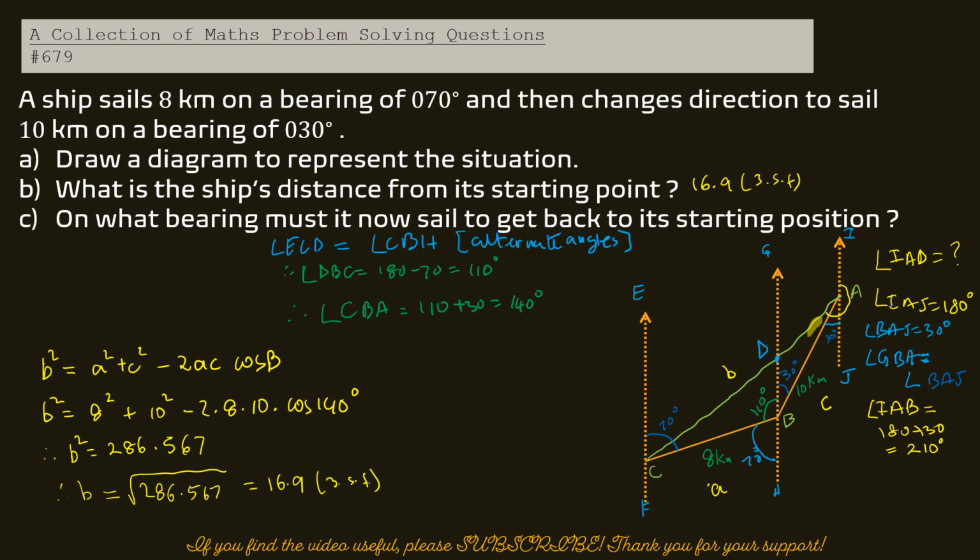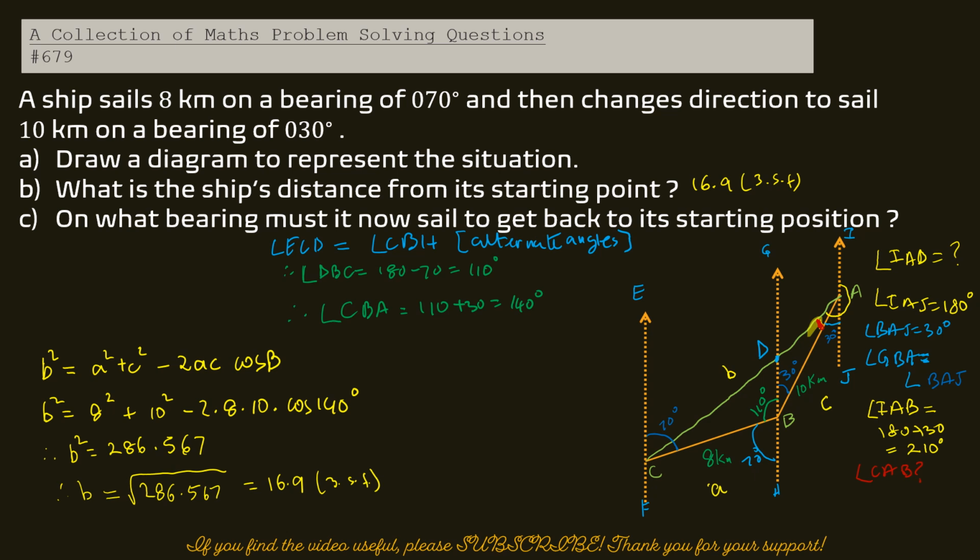So what I don't know is angle CAB. Angle CAB is the angle we need to find out to answer part C: on what bearing must it go? Then to CAB I have to add 210 degrees.